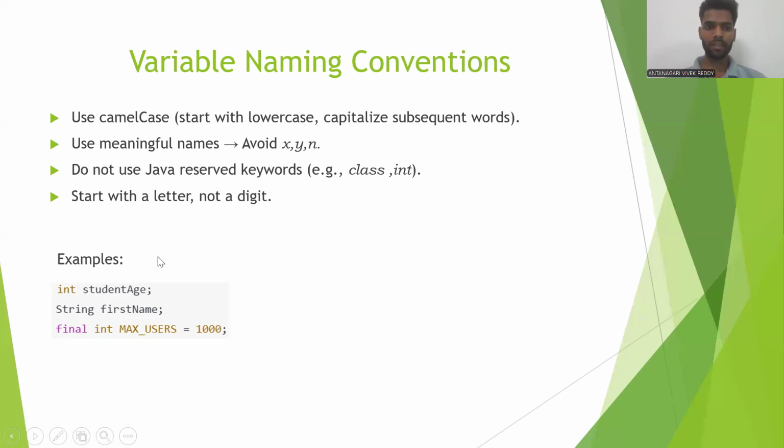Let's look at the examples. int studentAge. This is a variable name which is of type int, and this is the camel case notation. And this is a String, and this is a variable which is of camel case notation. And this is a constant of type int.